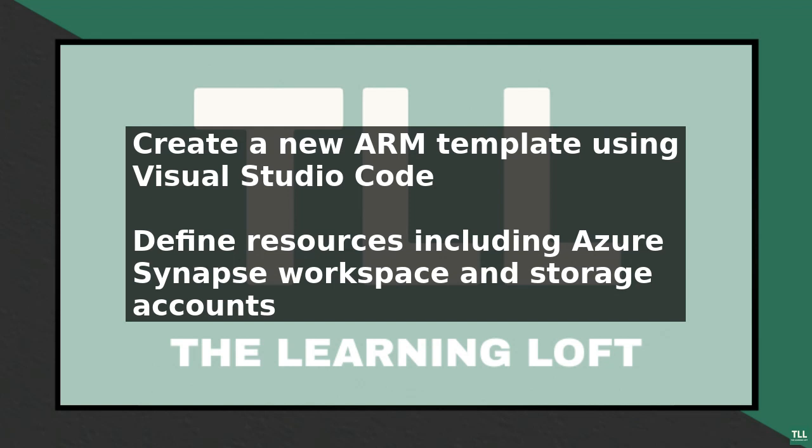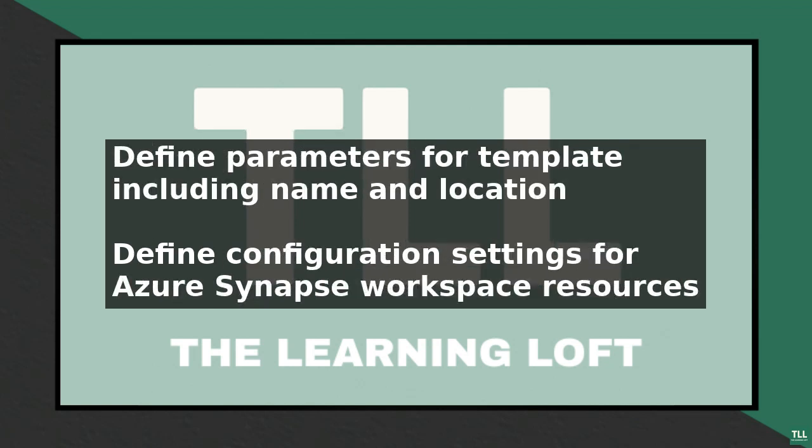After deployment, you can verify that your resources have been created successfully by checking the Azure portal. You can also use the Azure CLI or Azure PowerShell to validate the deployment. Best practices for Azure Synapse ARM deployment include using modular templates, testing your templates before deployment, and using version control to track changes to your templates.